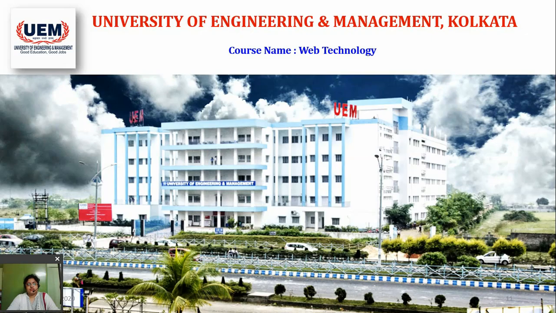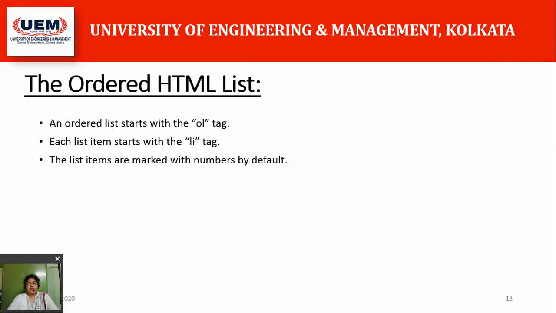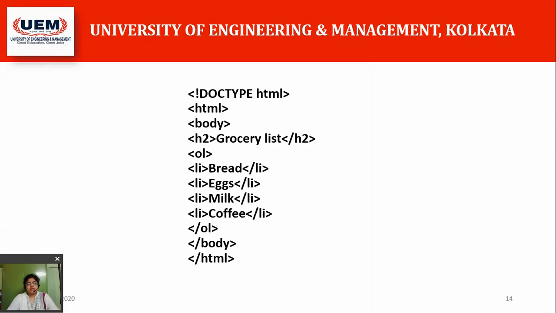In the previous lecture, we discussed the unordered list format in hypertext markup language. In this session, we will discuss the ordered HTML list and the definition HTML list. An ordered list starts with the OL tag. Each list item starts with the LI tag. The list items are marked with numbers by default. So this is the basic OL tag HTML code.